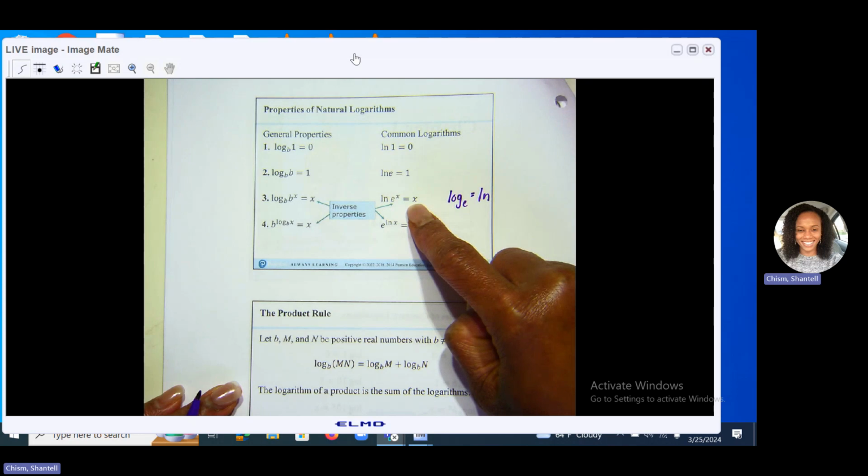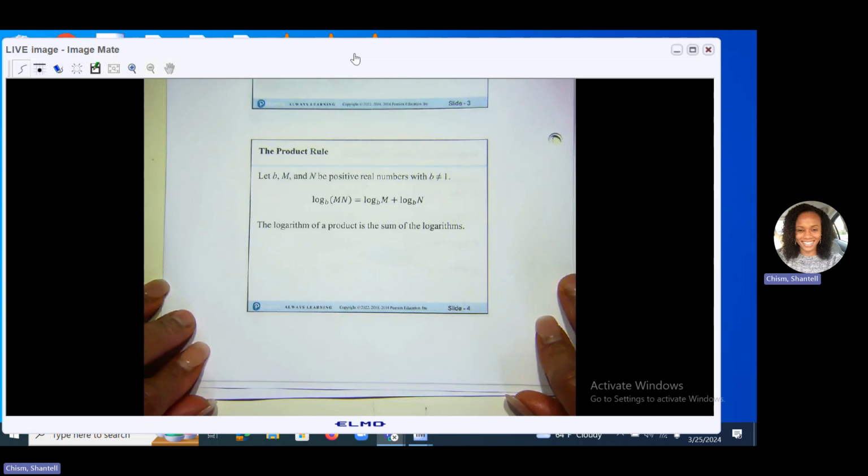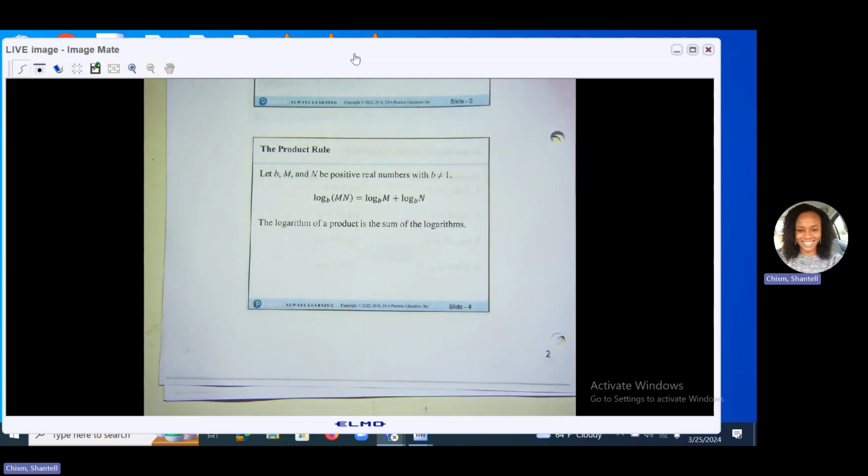Okay. All right. So let's look at some rules because we're going to be looking at expanding logarithmic functions. Let's look at a few rules that will apply.